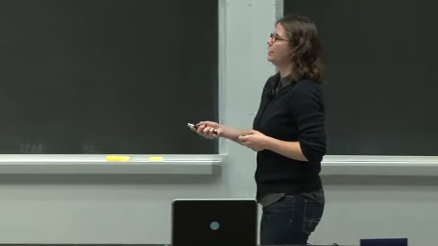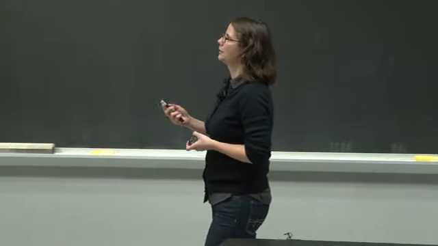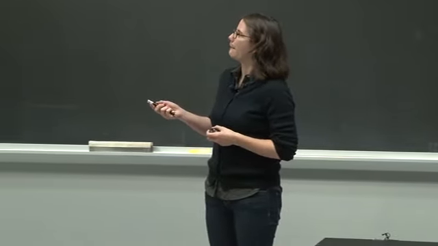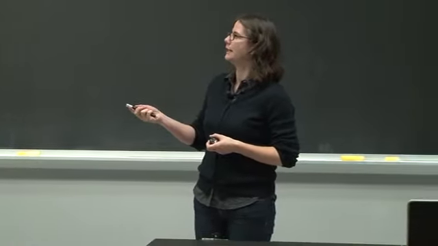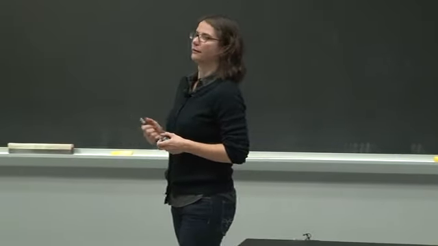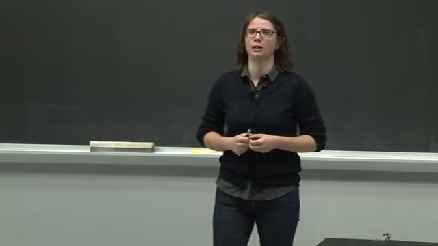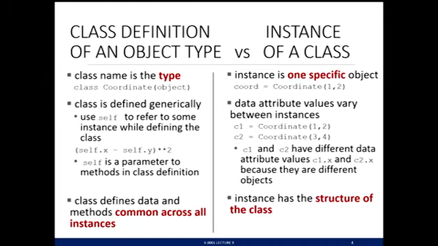So just looking at the coordinate example we saw last time, a little bit more in detail about what that meant. So we had a class definition of an object type, which included deciding what the class name was. And the class name basically told Python what type of an object this was. Okay? In this case, we decided we wanted to name it coordinate.